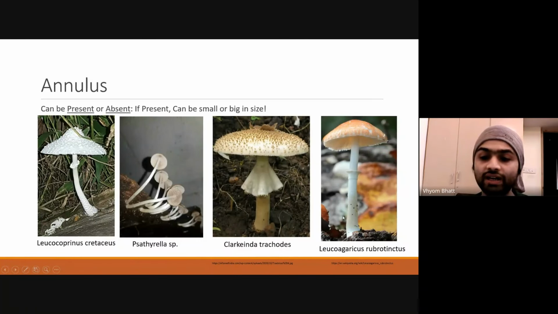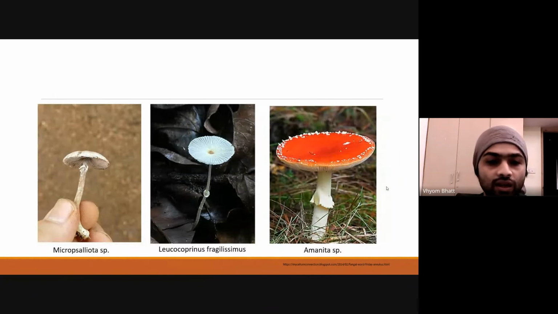Then we have Lepiota rubrotincta. You see, all these type features are very different. So again, the annulus is a very important morphological feature. More stipes and annuluses here, Macrolepiota. Then we have Leucocoprinus fragilissimus.